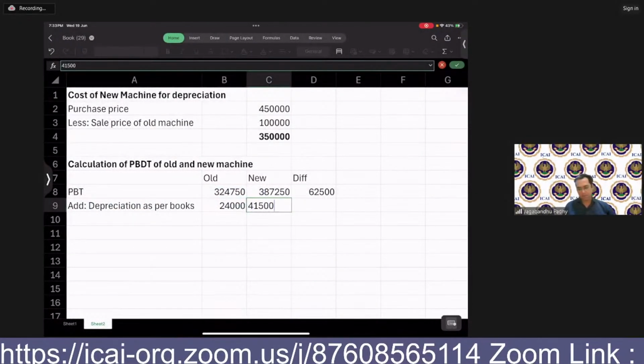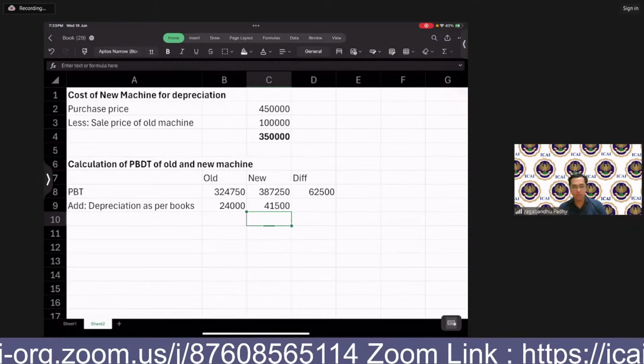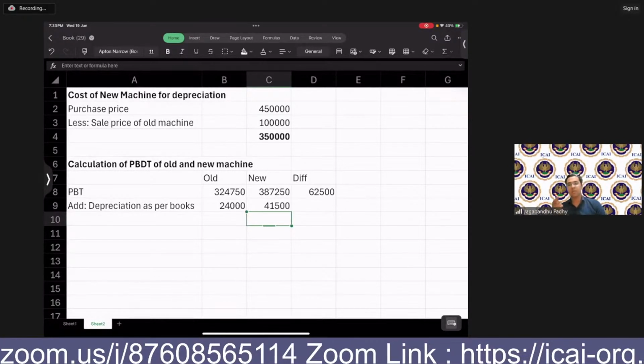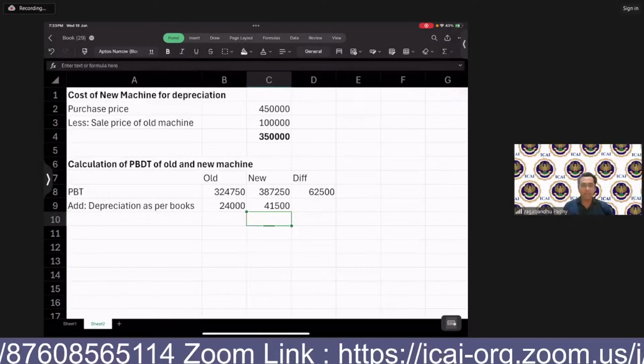But sir, you said that in income tax it has been fully depreciated. Yes, in income tax it has been fully depreciated. But for books, in our books we still have the balance left.